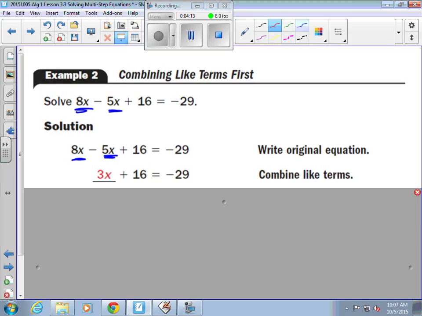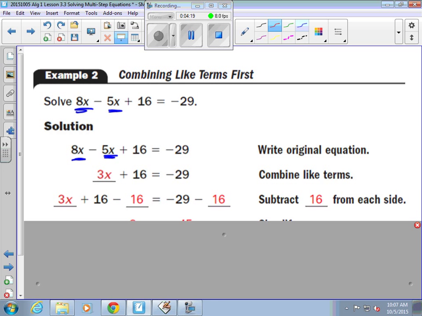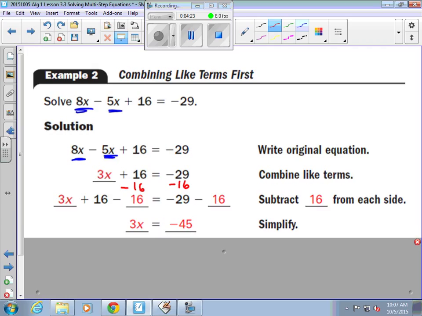Do the same thing. You want to get x by itself. Look for any subtraction and addition first. You have plus 16, so subtract 16 on both sides. Negative 29 minus 16 is negative 45. Now you have 3x is equal to negative 45.